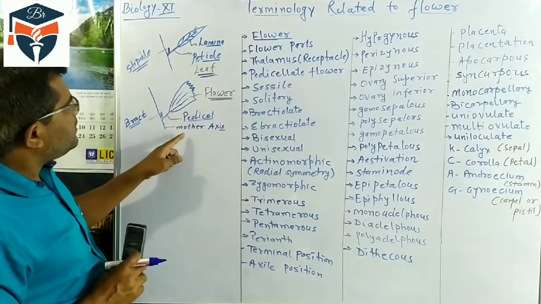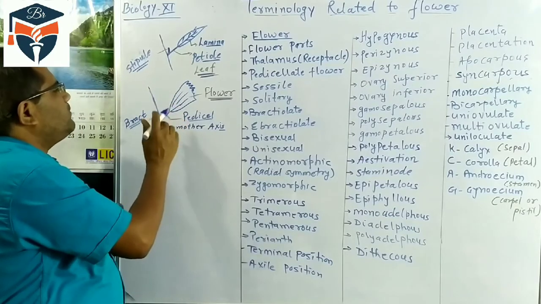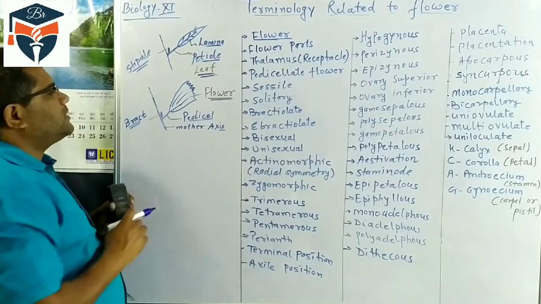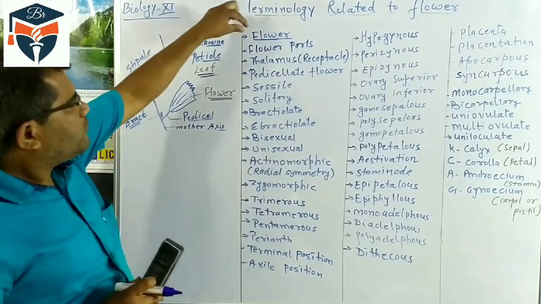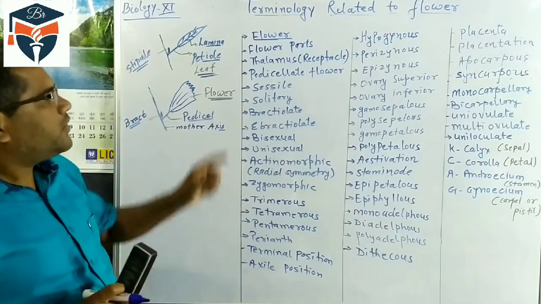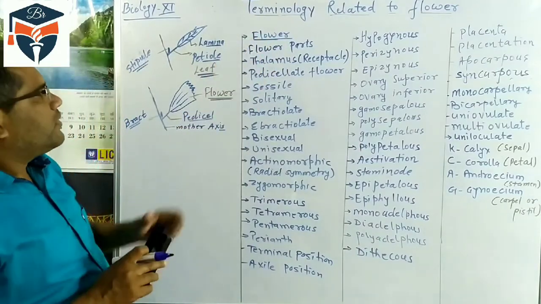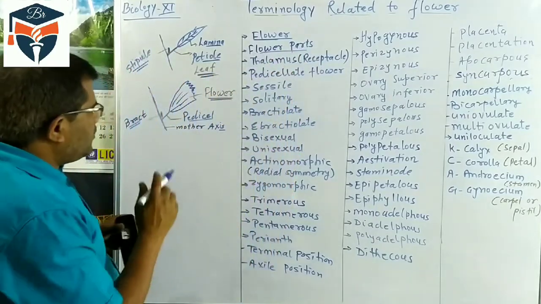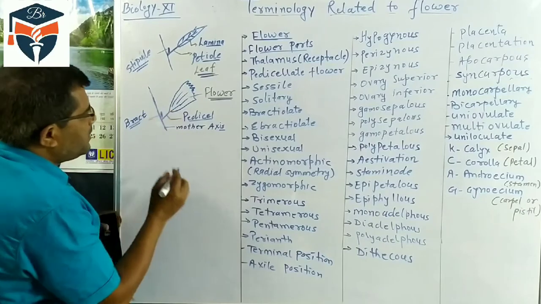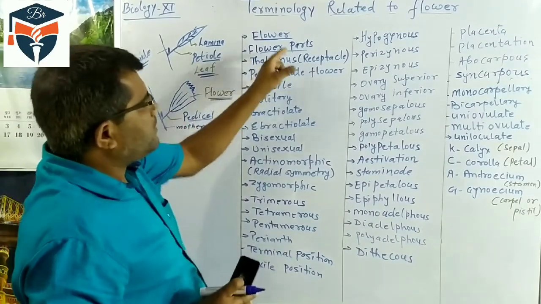This flower is attached to the main branch, which is called the mother axis. So one by one we are going, children. The flower is a modified shoot and the main reproductive organ of the plant. Now, parts of the flower. In lower classes we have learned the parts of the flower. The flower has 4 important parts.